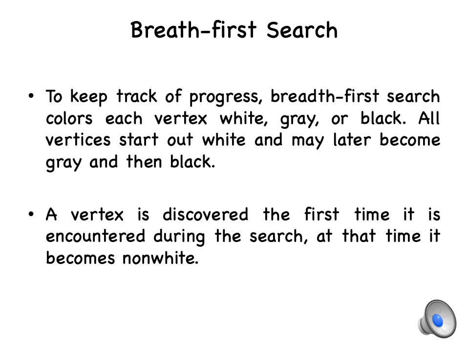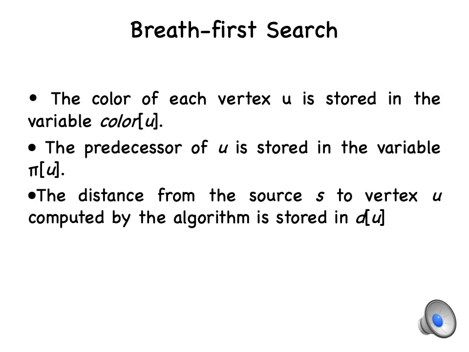Now, to keep track of progress, breadth first search colors each vertex white, gray or black. All vertices start out white and may later become gray and then black. A vertex is discovered the first time it is encountered during the search. At that time it becomes non-white. This we have already discussed. Now in the algorithm there are basically three different arrays which keep track of where we stand, whether it is in the discovered or undiscovered state, and so on.